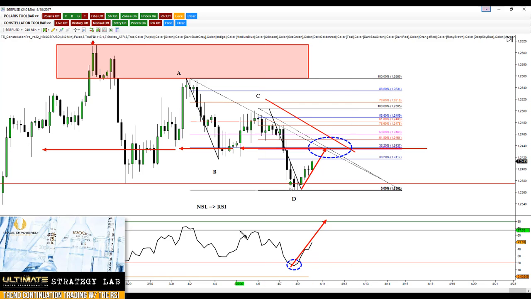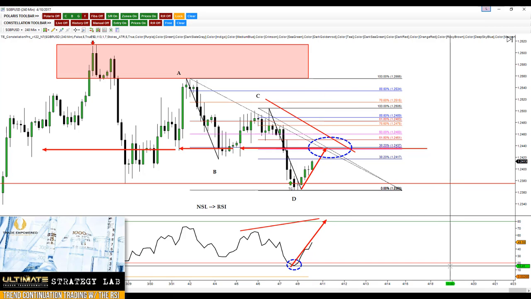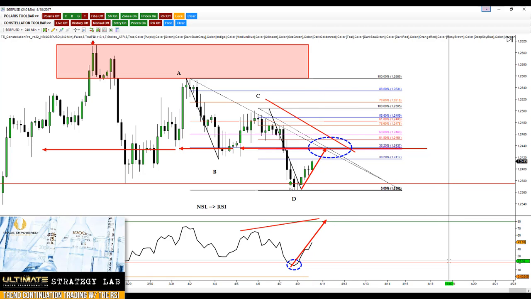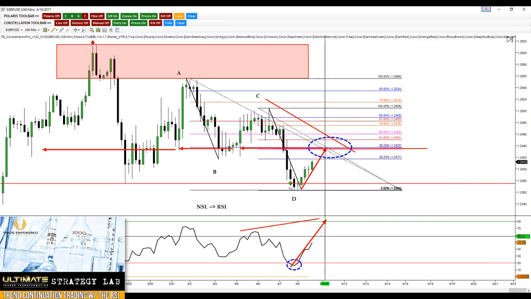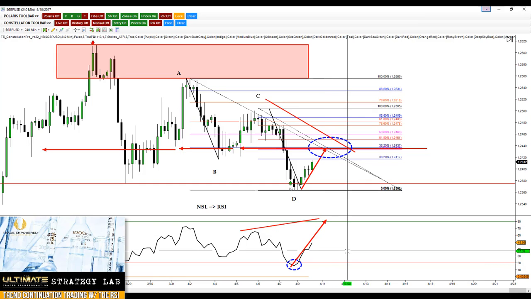That? Anybody? Hidden divergence. Yeah, you got hidden divergence as well. So you see, you can start putting all the pieces together.